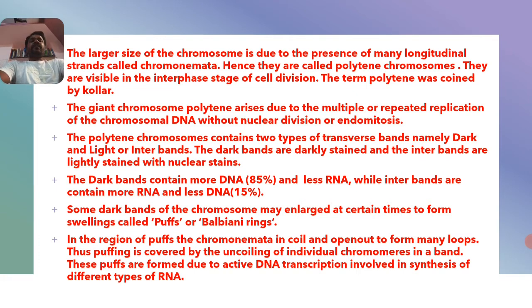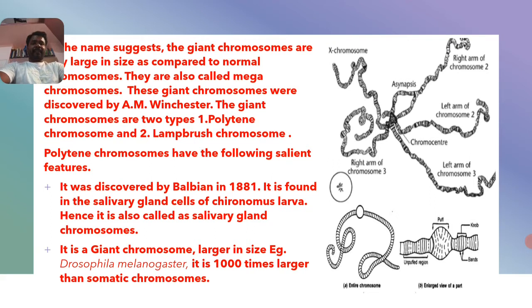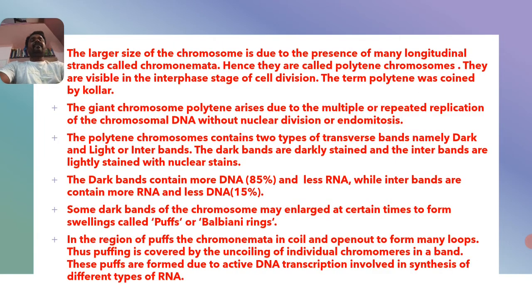Then the polytene chromosomes contain two types of transverse bands. See here in the diagrammatic representation, you can easily see the bands occurring on the surface of the chromonemata, or the arms of chromosomes. Some of them are dark and some of them are light, meaning some are darkly stained and some are lightly stained. Those two transverse bands are the dark bands and the light bands, which are also called interbands. The dark bands are darkly stained and the interbands are lightly stained with nuclear stains.